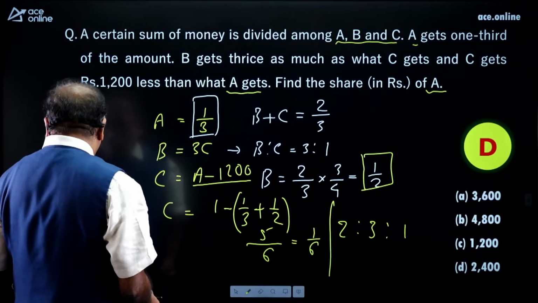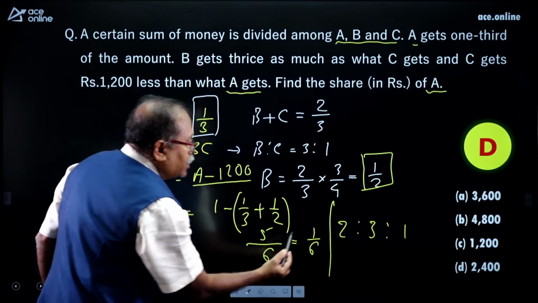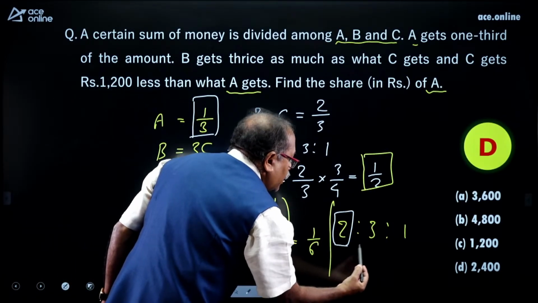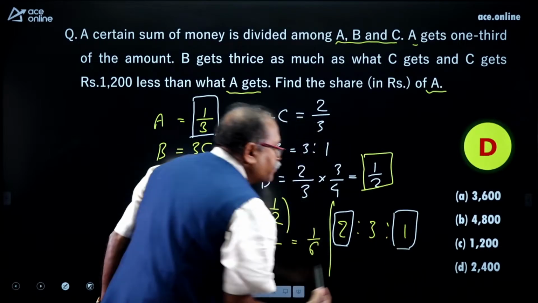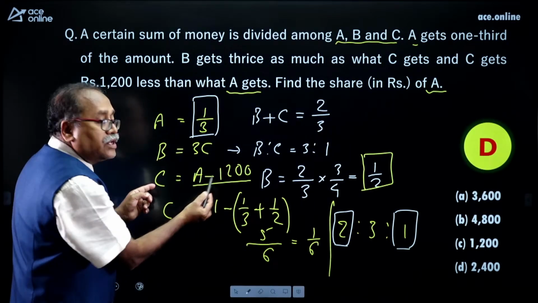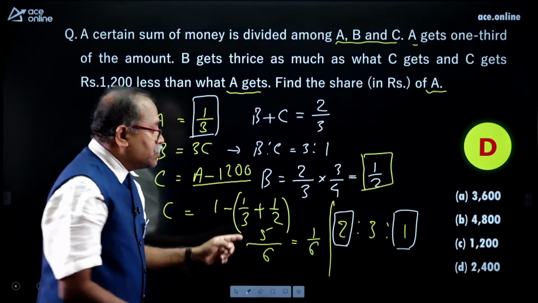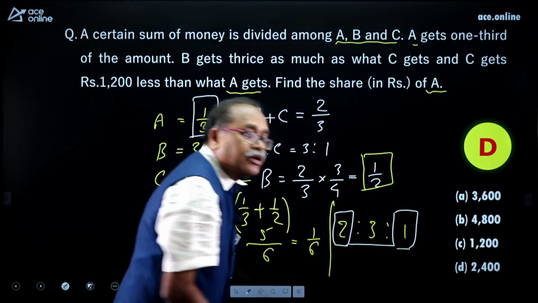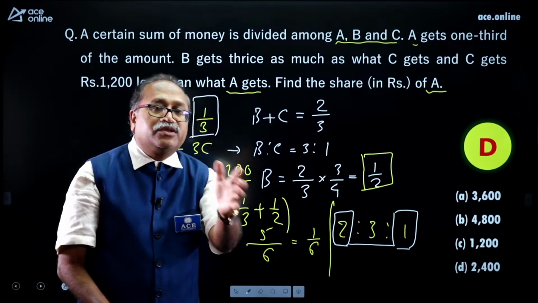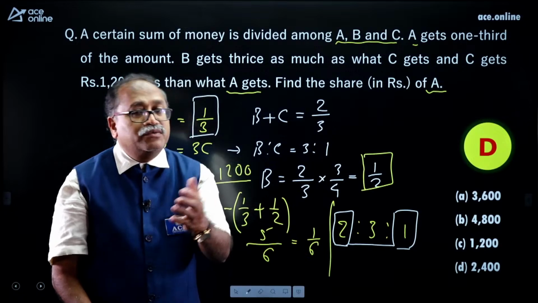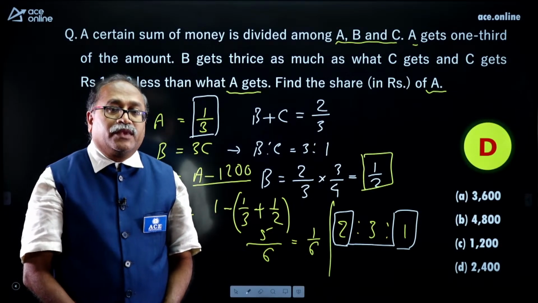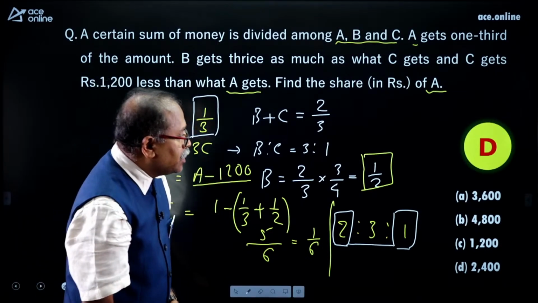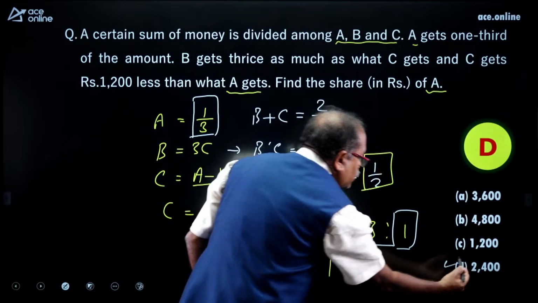Now, I need the A share, and the C share I know. What is the difference between A share and C share? 1200. So how much difference here? 1 part. When 1 part is 1200, then A is 2 parts, which is 2400. Hope it is clear, my dear friends. 2400, option choice D.